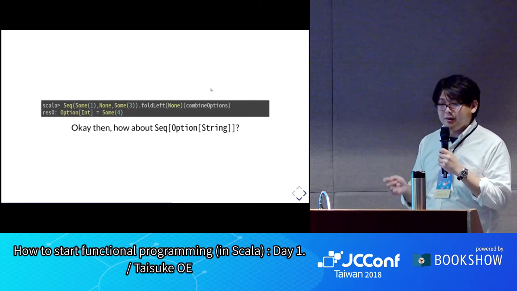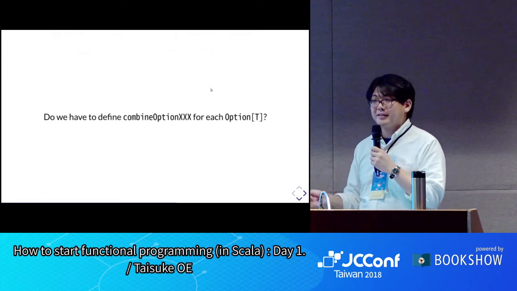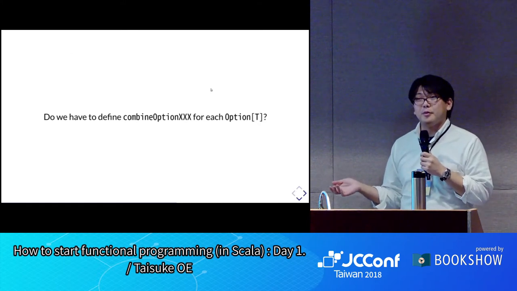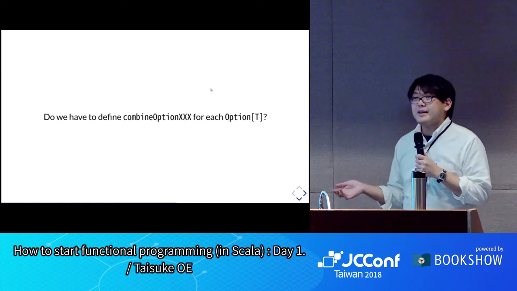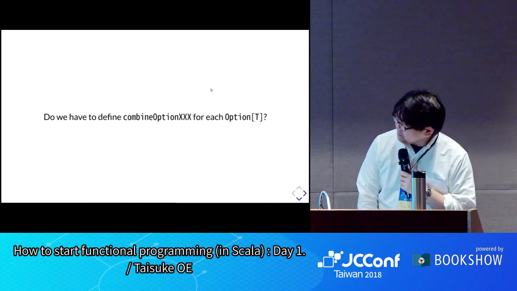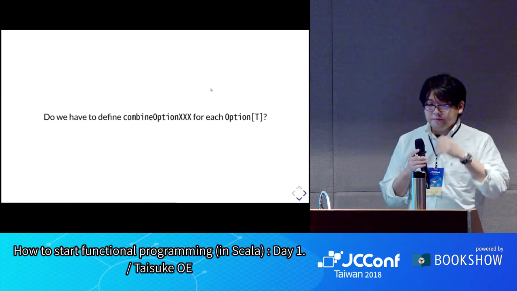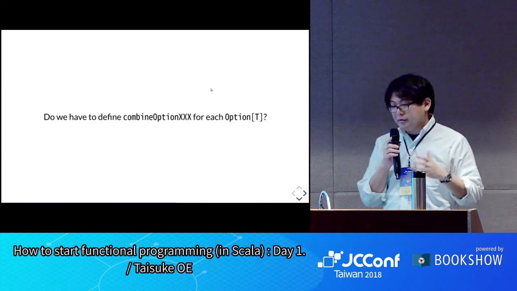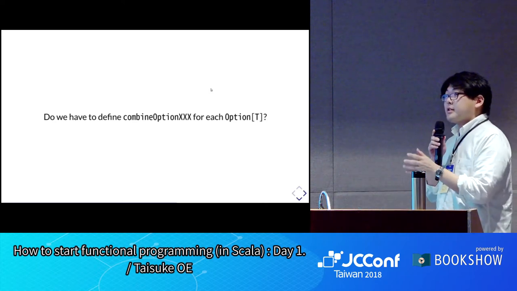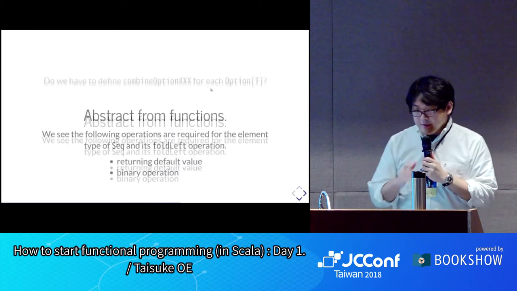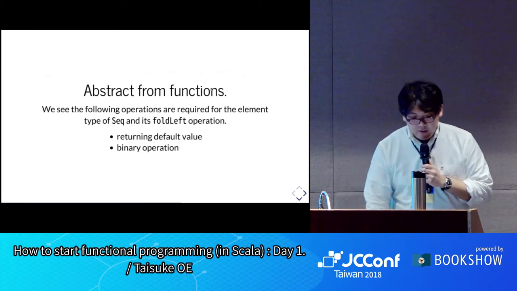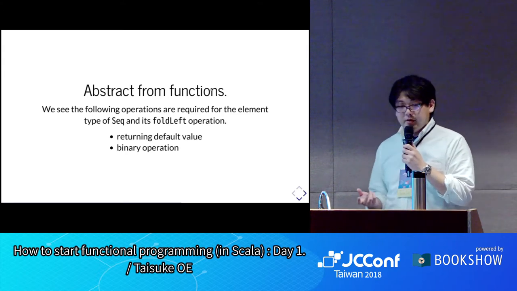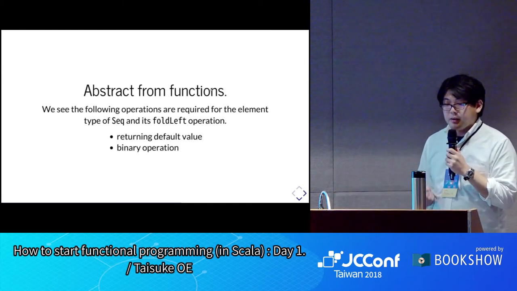Okay, then how about a sequence of option string? Do we have to define combine option for each option type? That would be annoying. So as we did in the function composition, we'd like to reuse the parts as much as possible and compose them. So let's think about how to compose it. The way to reuse the small parts we defined and compose them is abstraction. Abstraction from the functions.